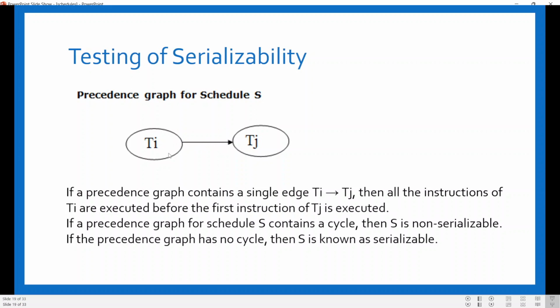Suppose you have a graph like this, and if you have only one edge like this, that means that all instructions of Ti are executed before the first instruction of Tj is executed. That is why there will be only one edge present there. As you know, in a precedence graph, if there is a cycle, then S is non-serializable. If the precedence graph doesn't have any cycle, then you can say that the schedule is serializable.